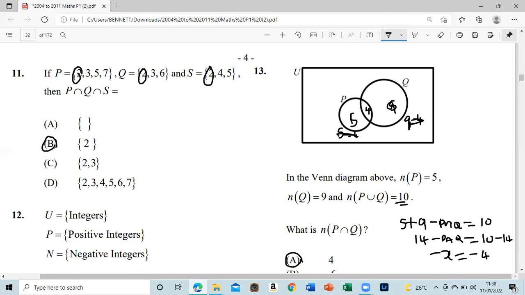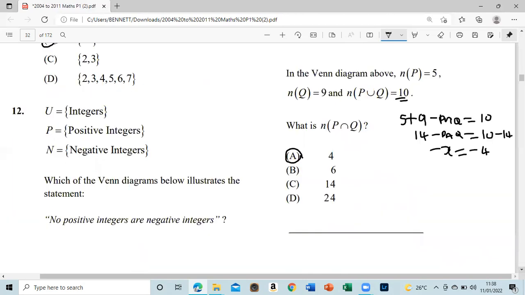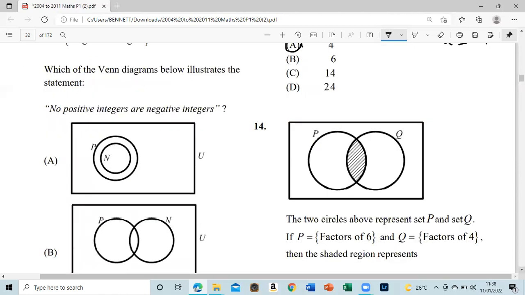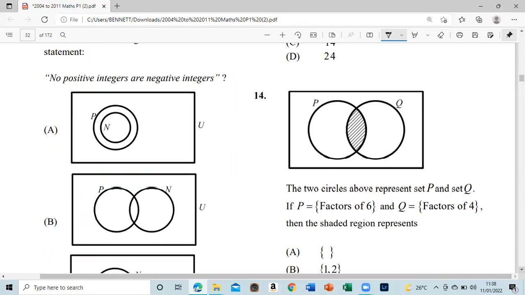Sometimes I overthink here. Let's move on to 14. The two circles above represent set P and set Q. If P is equal to factors of 6, let me just write them down: 1, 2, 3, and 6. Primary school, isn't it? And factors of 4, which is 1, 2, and 4.